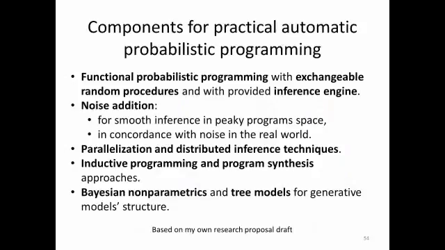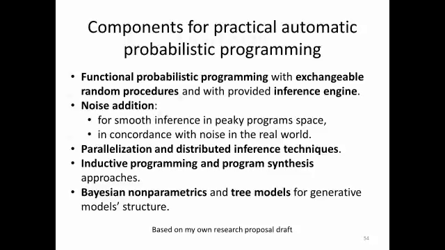And the idea is to combine functional probabilistic programming with exchangeable random procedures and with different inference algorithms. You get benefits of using noise, because it should allow smooth perturbations when you propose different programs or change parts of them. Also parallelization and distributed inference techniques, and Bayesian non-parametric entry models to generate grammars, so you have smart priors on your programs.